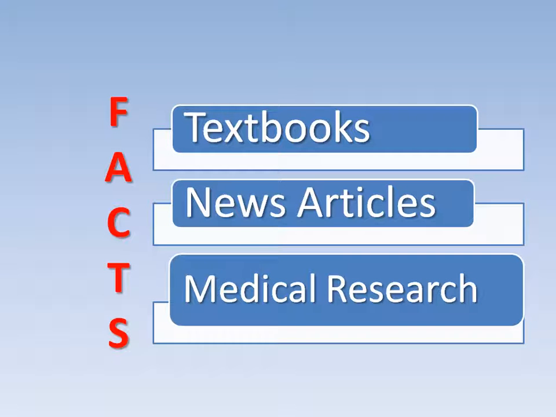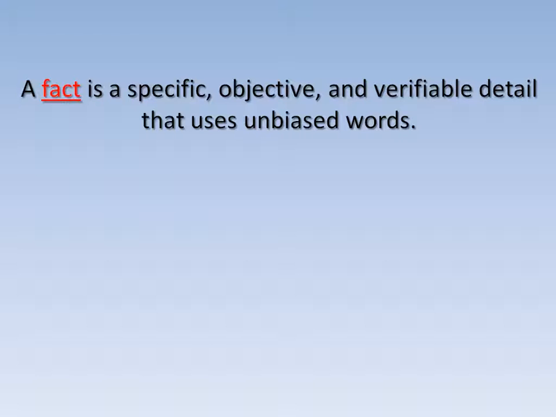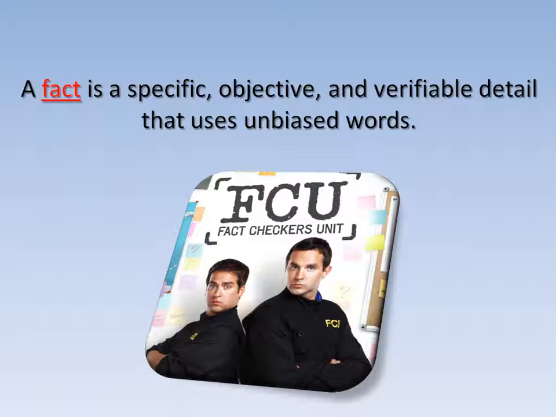Some reading material that contains facts are textbooks, news articles, and medical research. These types of information rely heavily on facts. In contrast, a fact is a specific, objective, and verifiable detail that uses unbiased words. It's matter of fact, straightforward information. Here you have the fact checkers. You can be a fact checker too. You're an effective reader and a critical thinker.